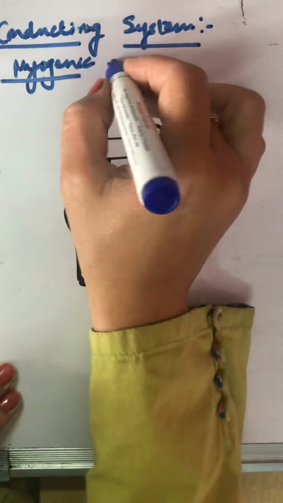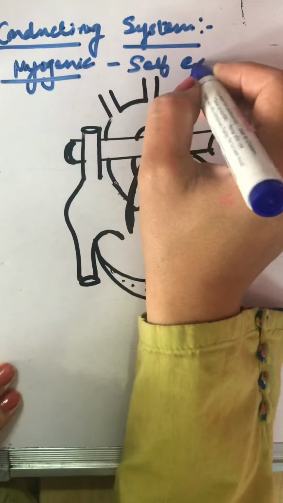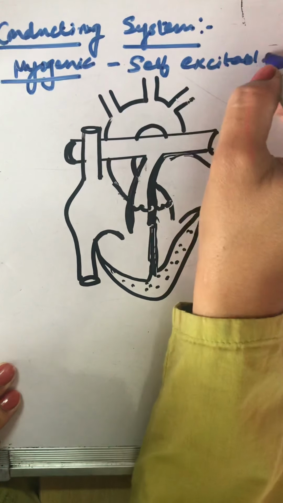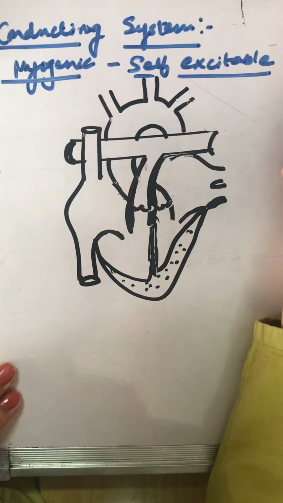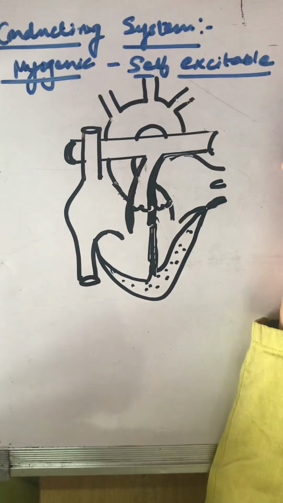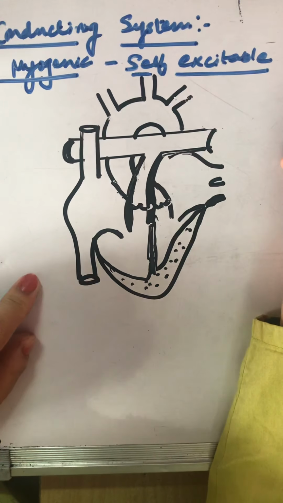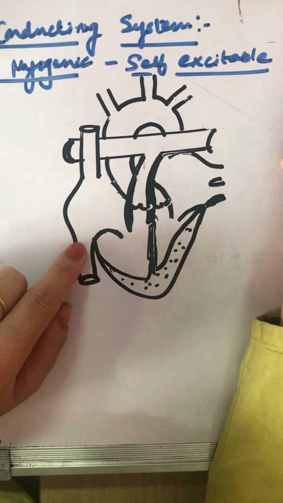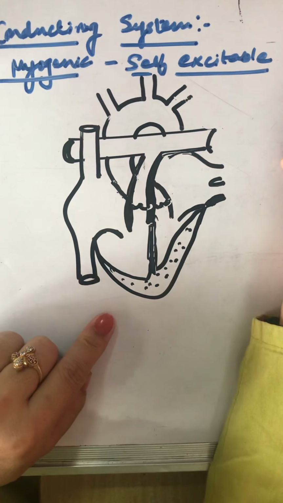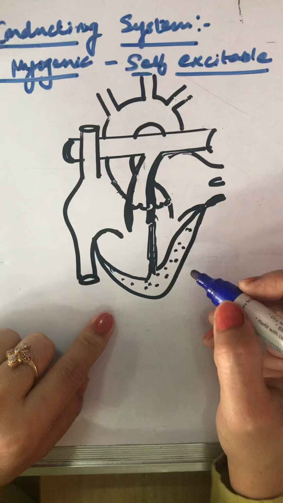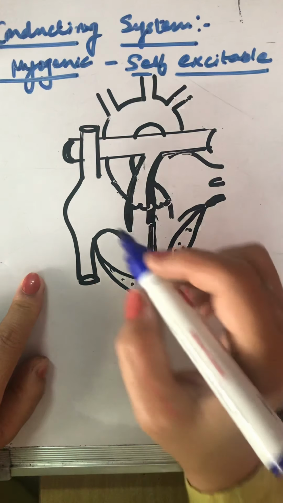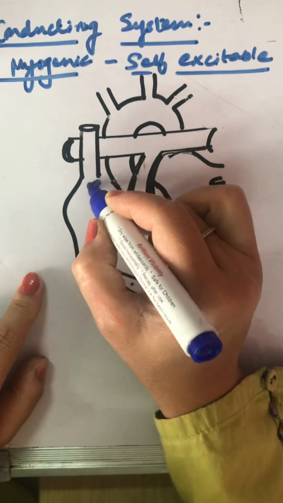It means self-excitable. Like we say auto-start, self-excitable. It means the cardiac impulse is initiated by the cardiac muscle fibers which are here in the heart region. It is initiated first of all by the SA node, which is situated here.